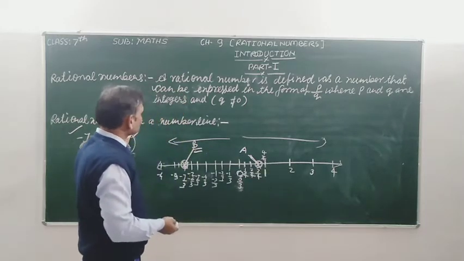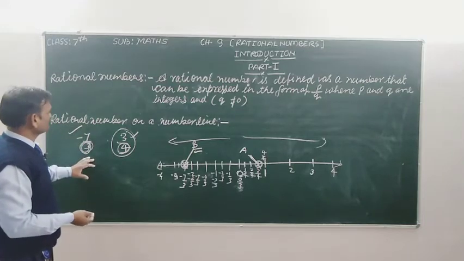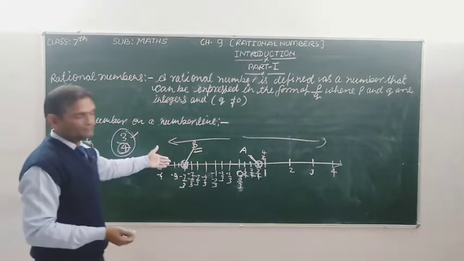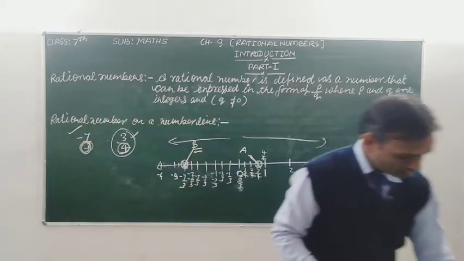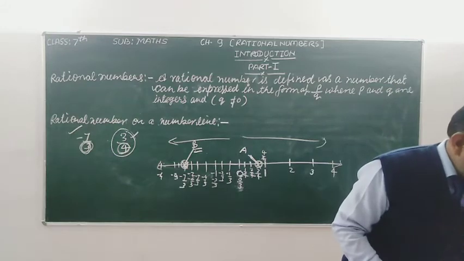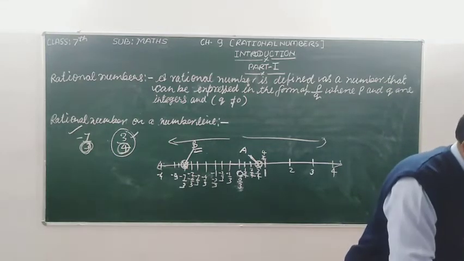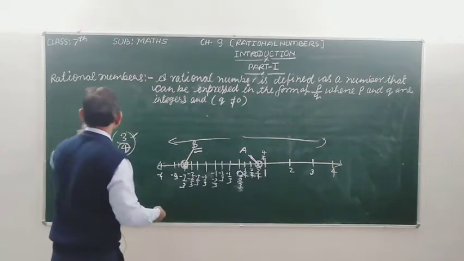So student, I hope you have understood this topic: how can we represent rational numbers on a number line? So come to the next topic, student, that is rational number in the standard form. Next topic is rational number in the standard form.